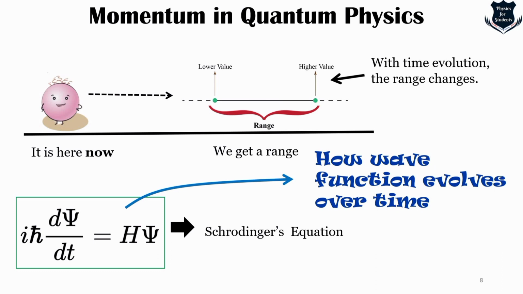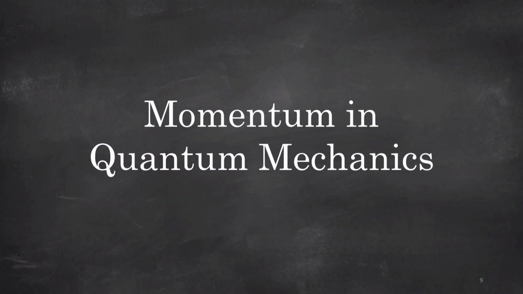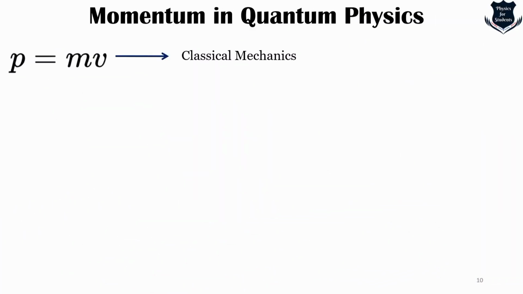If we find the position of a particle, we will be finding it there. With the evolution of time, nothing will change, but here the wave function changes with the evolution of time, and that is dictated by Schrodinger's equation. Okay, so now we have understood the basic difference in how classical mechanics and quantum mechanics deal with momentum. It is now the right time to look into what quantum mechanics gives us in terms of momentum.